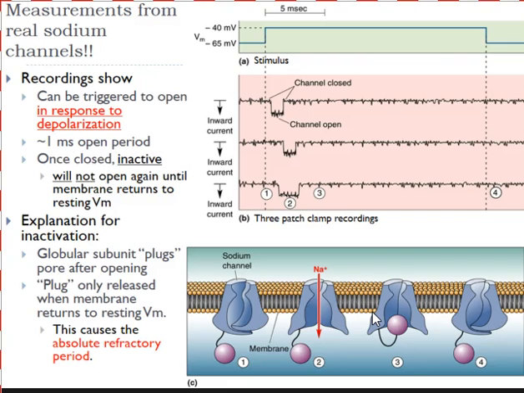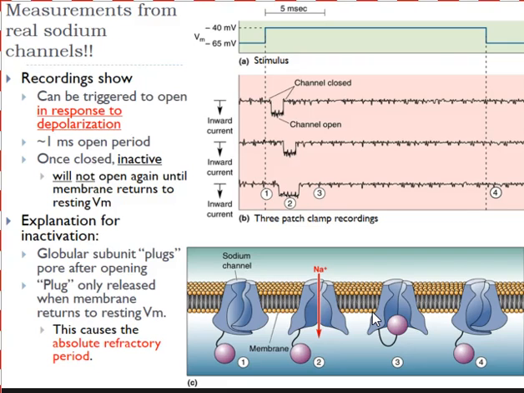And then, inevitably, what will happen is they seem to close, but the reason they close is not because they go right back to this conformation. Instead, the reason they close has to do with this thing down here. This is called an inactivation gate. I kind of equate it to a cork on a string.